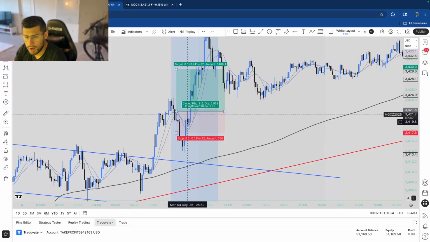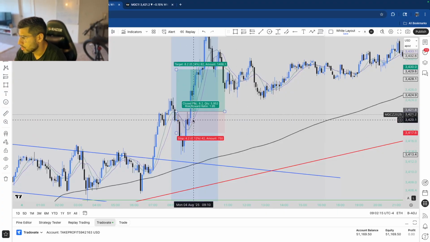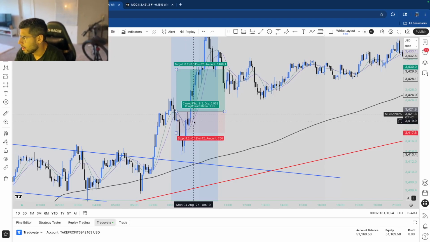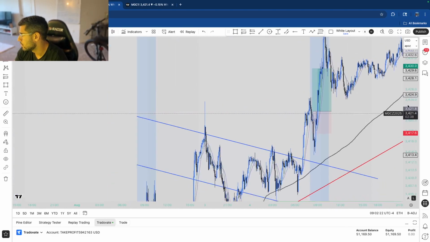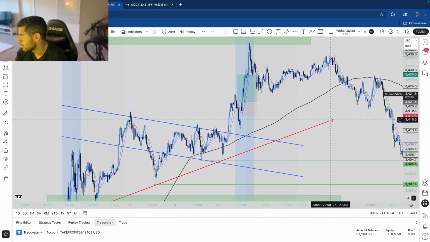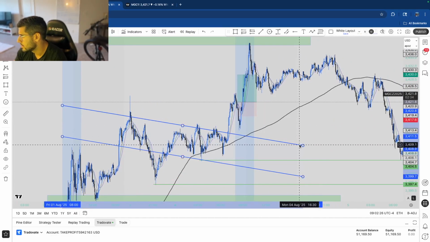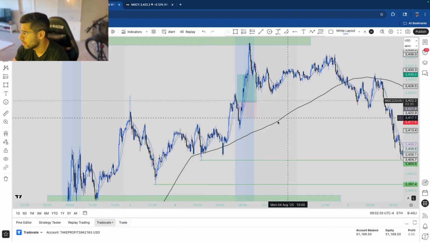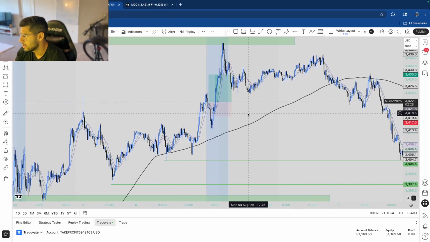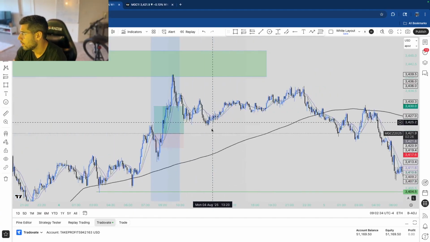Also, I've mentioned this before, price is holding the 9 and the 13 EMA. So that's more indication that price wants to continue in that trend. Also, when you zoom out, I'm going to clear this up a little bit. Price is trading away from the 200, and the 200 is trending up. So that's an indication as well that price wants to go bullish.